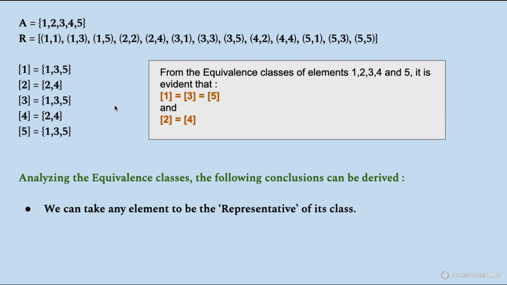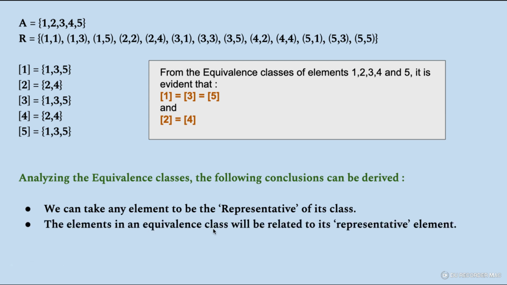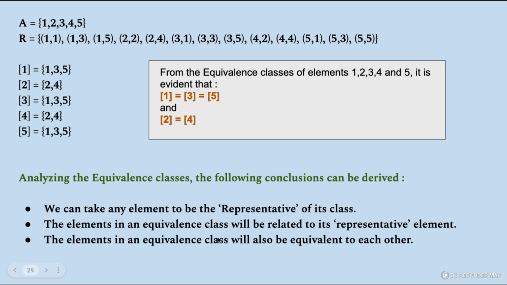Nothing is going to change if you take any element to be the representative of its class. Then the elements in an equivalence class will be related to its representative element. So each element of the class is going to be related or equivalent to the representative. Then the elements in an equivalence class will also be equivalent to each other. So each element of the class is going to be related to each other. That is another conclusion that we can derive.